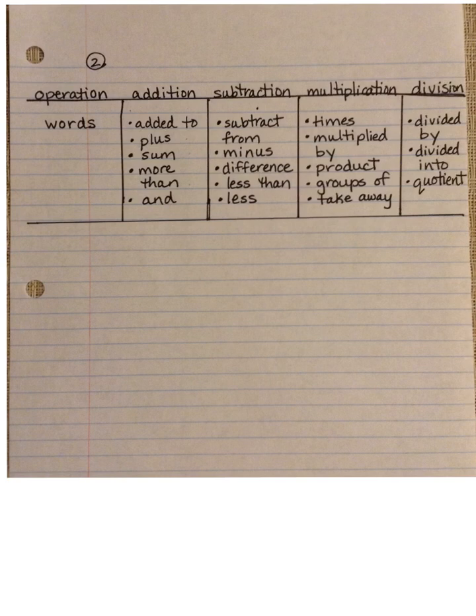So for addition, you may see words in word problems like added to, plus, sum, more than, or and. For subtraction, you're going to see the words subtract from, minus, difference, less than, or less. Multiplication will use words like times, multiplied by, product, groups of, and then I don't know why I have this one. This is not the case. Not take away. Take away should be over on subtraction. Sorry, I goofed on that. Add take away to subtraction.